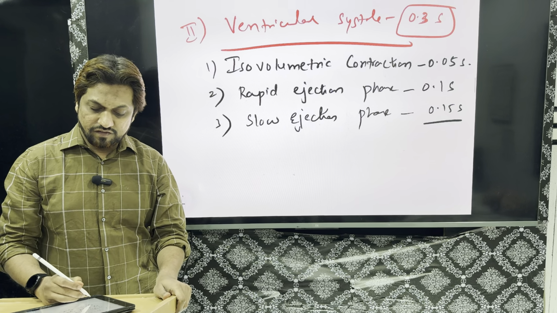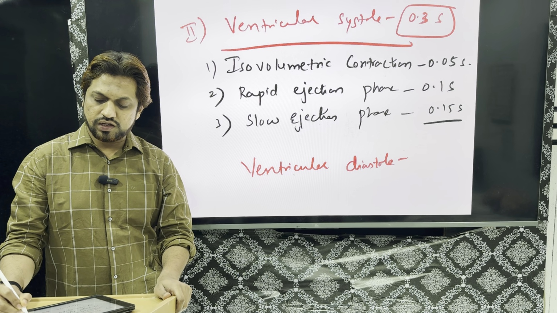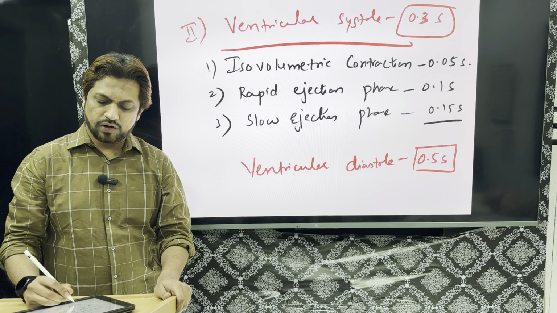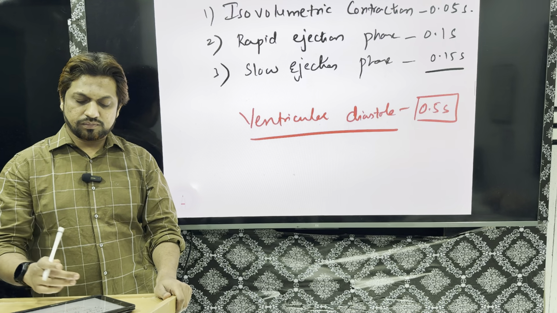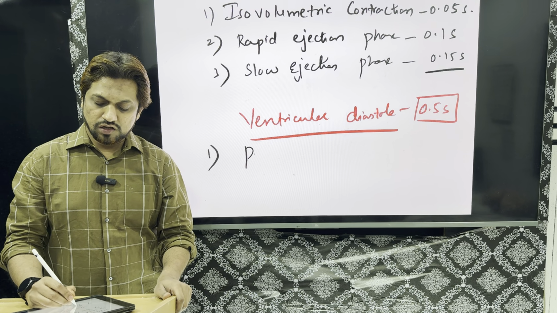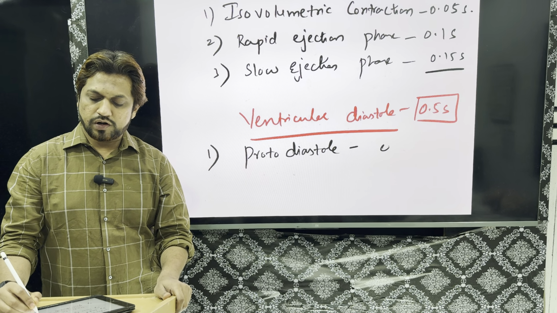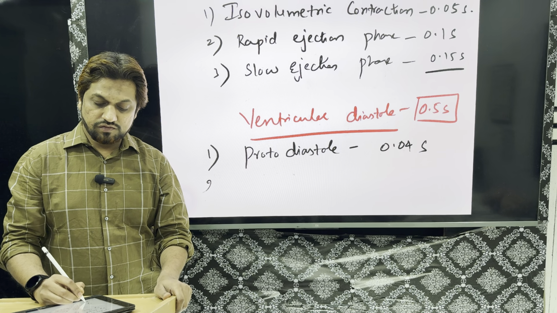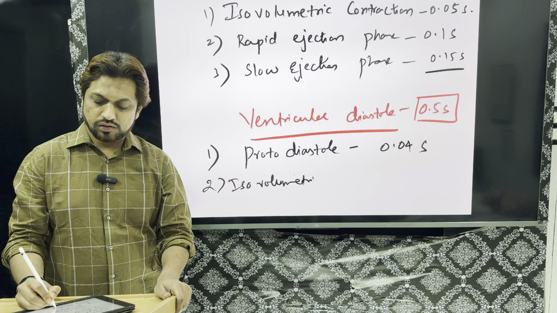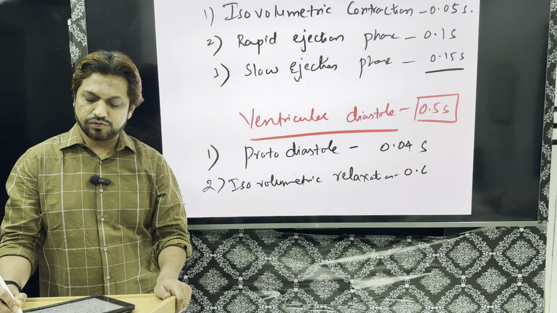Ventricular diastole, which constitutes around 0.5 second. Okay, it is 0.53 second, but we'll take a round figure of 0.5 second. Again, there are subtypes or subphases in this ventricular diastole. First one is the protodiastole, which is around 0.04 second. Then we have isovolumetric relaxation period. Isovolumetric relaxation is around 0.06 second.